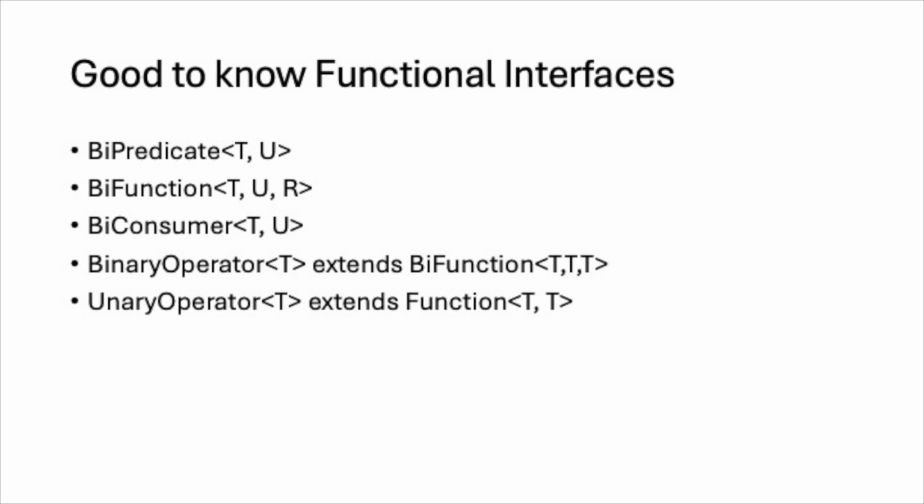And next in the list is BinaryOperator. As you see, BinaryOperator extends BiFunction. And if all the input argument types and the return type are the same, we can use BinaryOperator instead of BiFunction. And UnaryOperator extends Function. If both the input type and return type of the function are the same, then we can go for UnaryOperator instead of Function.